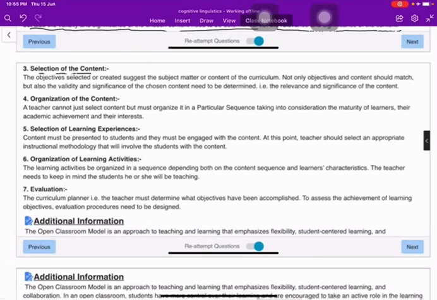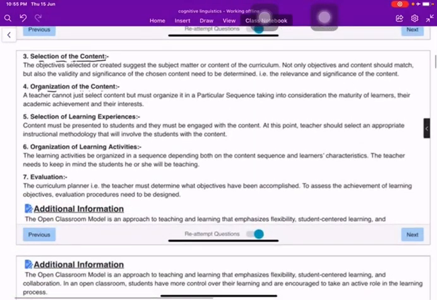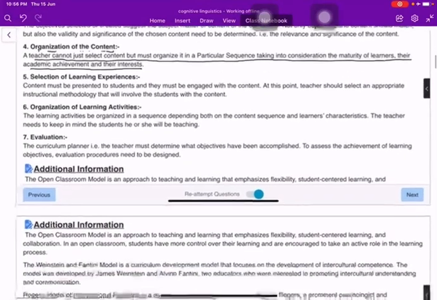Selection of the content, so that's done. Now, organization of the content. A teacher cannot just select content but must organize it in a particular sequence, taking into consideration the maturity of learners, their academic achievement, and their interests.